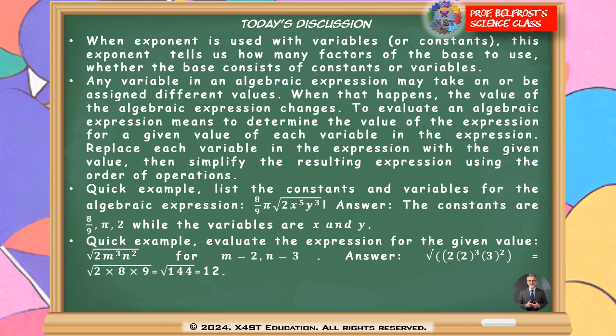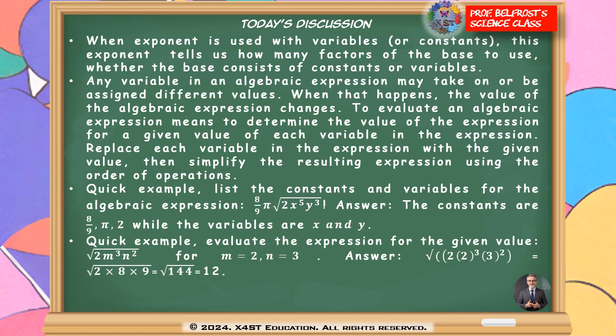Quick example. List the constants and variables for this algebraic expression: 8/9 times pi times square root of 2 times x to the 5 times y to the 3. The answer is very simple. The constants are any numerals, which are not letters. So we have 8/9, pi, and 2, while the variables are x and y. It's very simple.